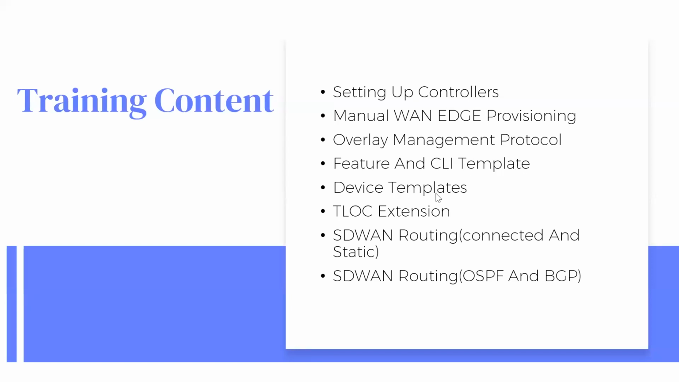So the device template: basically all these feature and CLI templates can be embedded into the device template, and as the name suggests, this particular device template can be pushed to a particular device. We will understand the difference between these templates as well, and something called TLOC extension. So this is nothing but, for example, we have one internet service provider, we have another internet service provider, and the router has two internet connections directly, right?